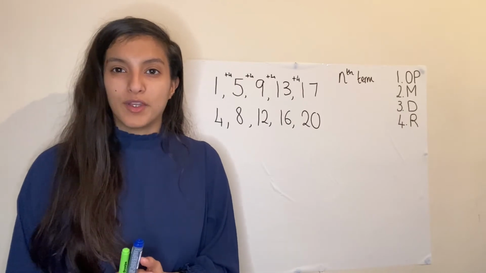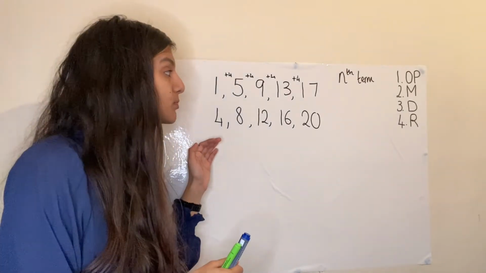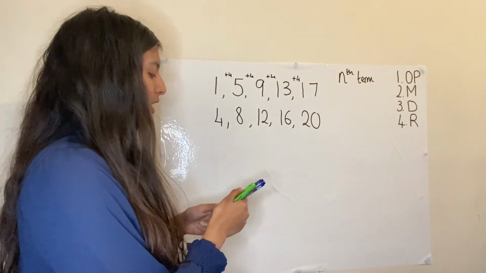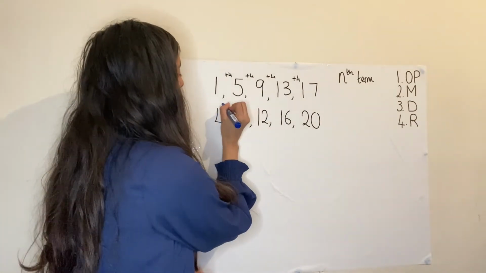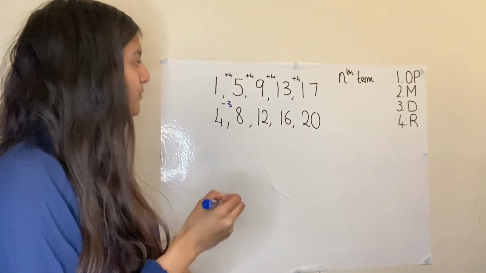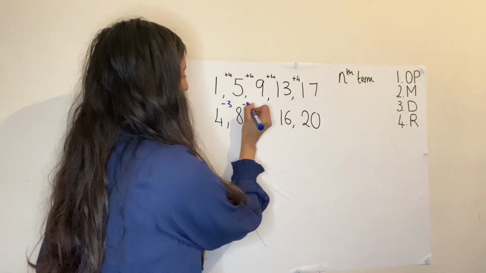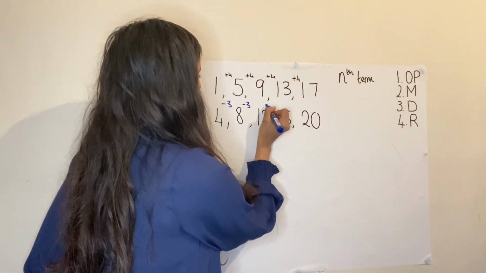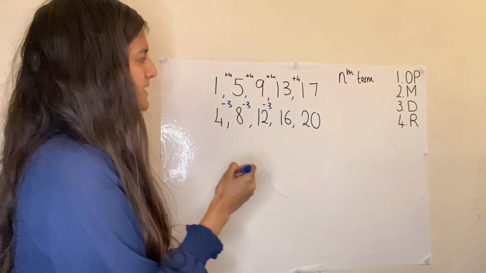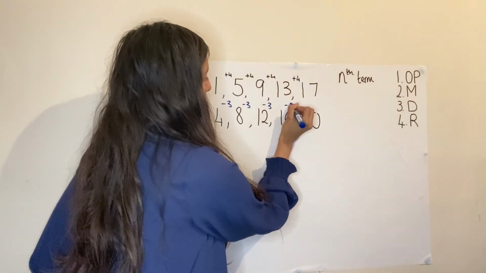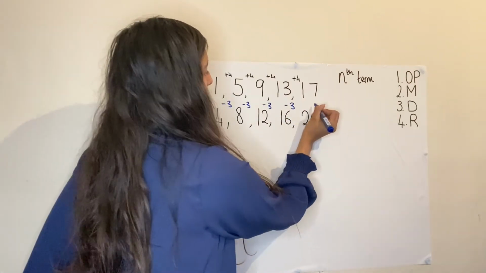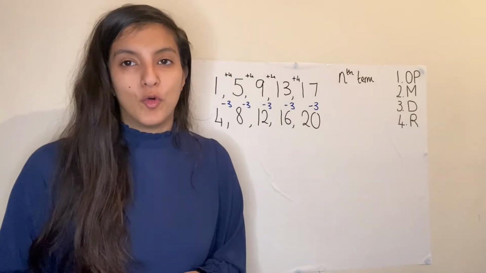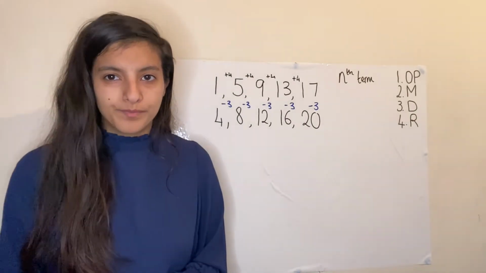Now I need to look at step 3, which is work out the difference between my multiples and my original pattern. Now to get from 4 to 1, I need to subtract 3. To get from 8 to 5, I need to subtract 3. To get from 12 to 9, I need to subtract 3. To get from 16 to 13, I need to subtract 3. To get from 20 to 17, I need to subtract 3. So that's going to help form part of my rule as well.